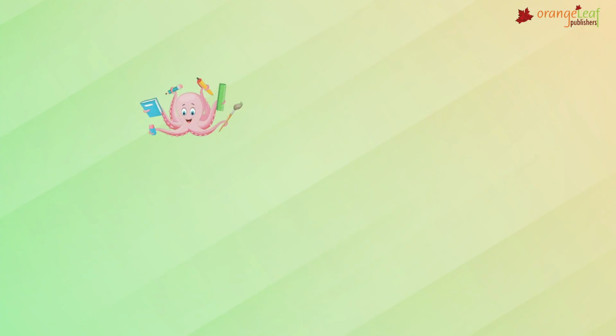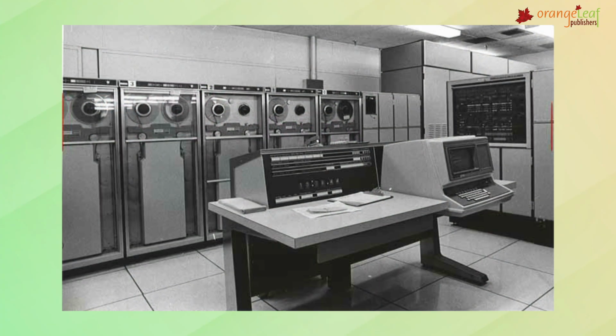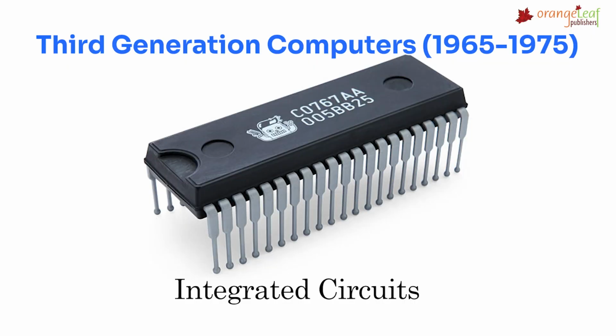Let's see this trivia. The size of the second generation computers was half a room. Third generation computers, 1965 to 1975.